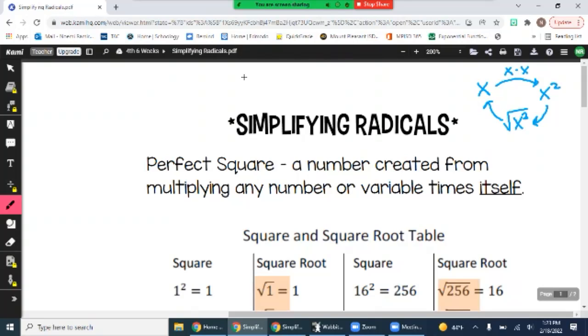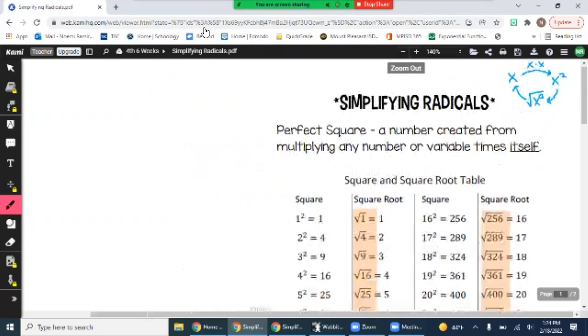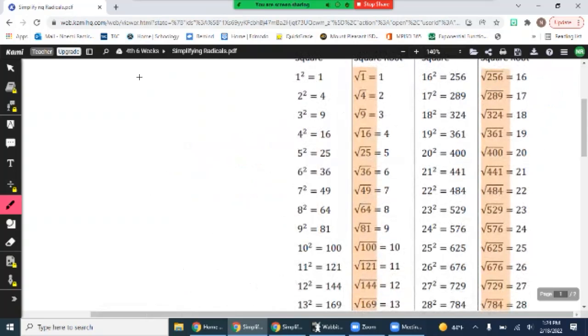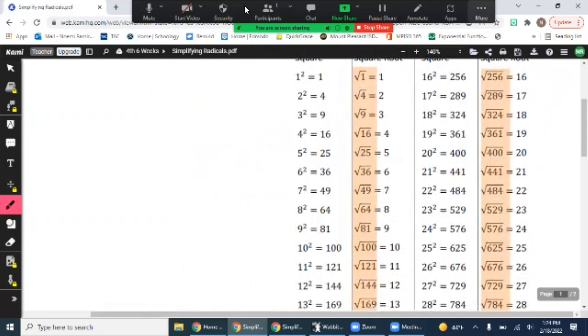Everybody got that? Now you are going to need this list of your perfect squares. We're going to be working with these numbers only. So just highlight straight down right there all of the numbers that are under the root, and turn the page whenever you are ready, or flip it over.